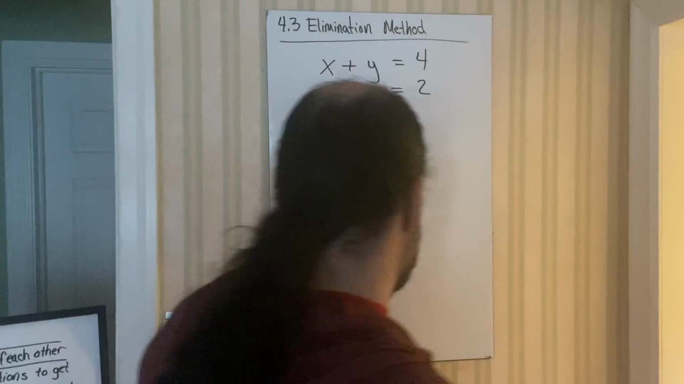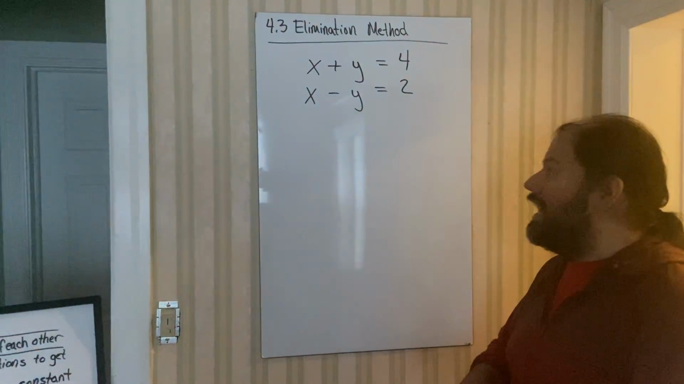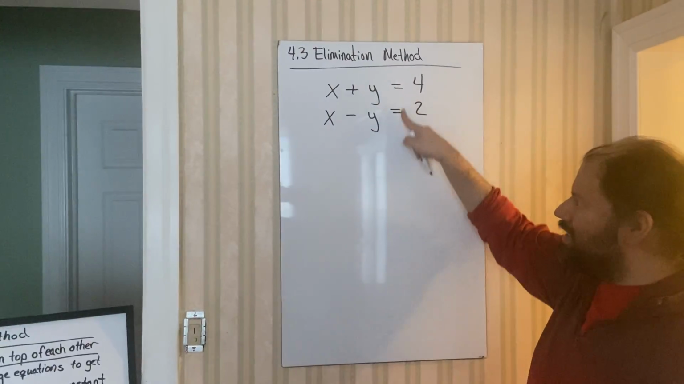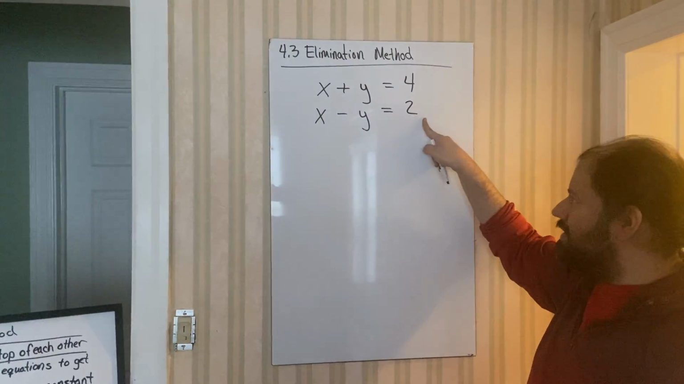So let's take a look at this guy. And we already said step 1 is already perfect. See how the x's line up? See how the y's line up? There's your equal signs that line up, and then your constants.